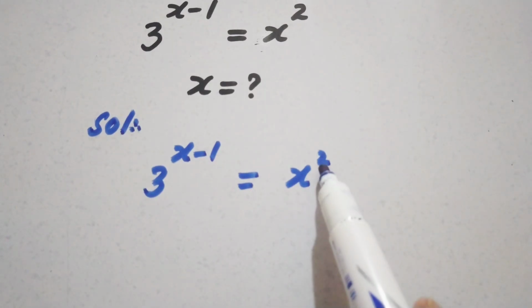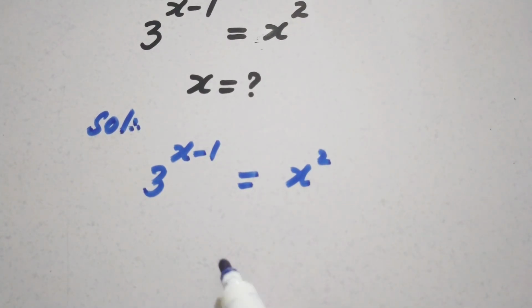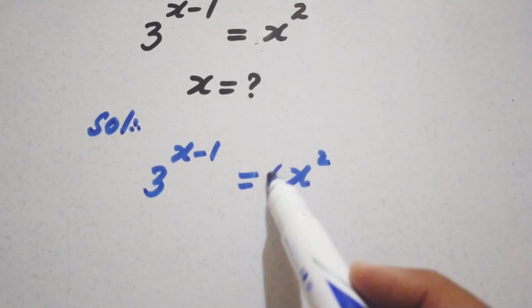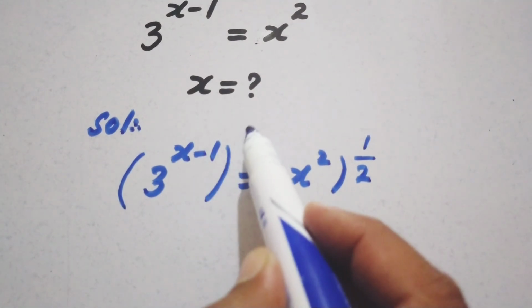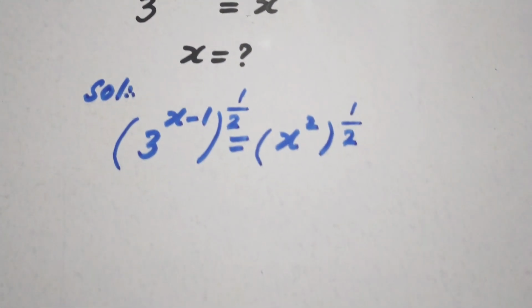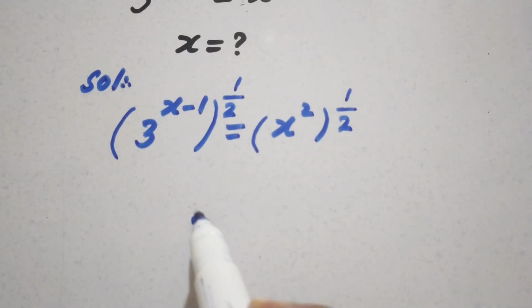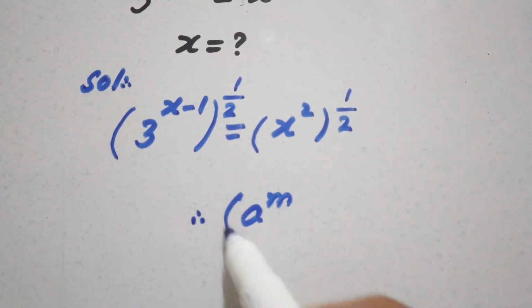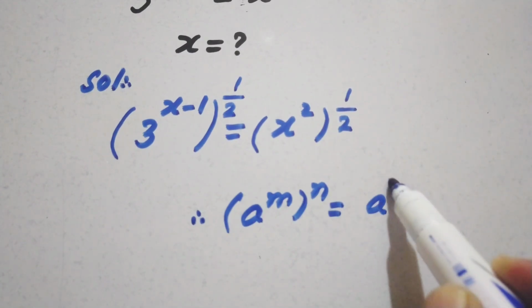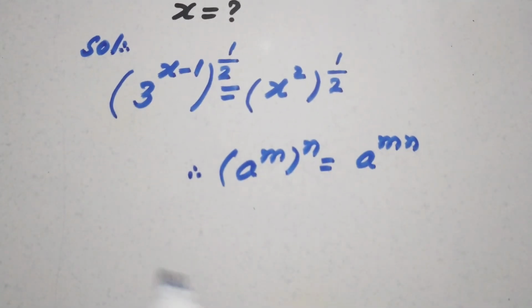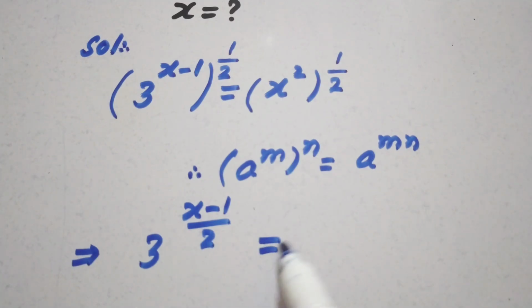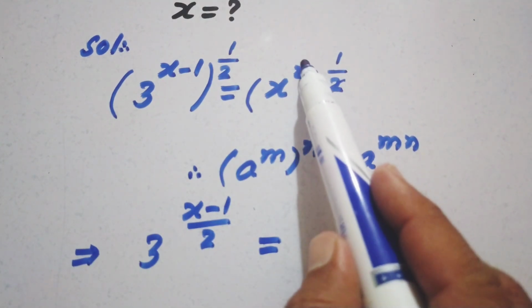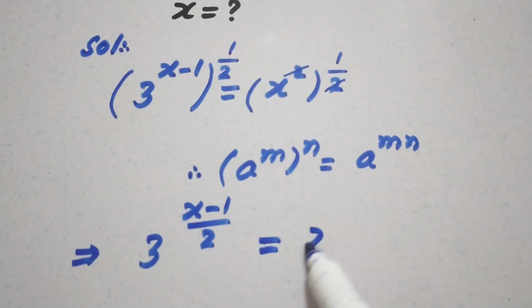First of all, we will remove this square from the right hand side by taking square root on both sides. The value of square root is 1 by 2, so we will write here 1 by 2. By taking an exponent 1 by 2 on both sides, we know that a power m whole power n is equal to a power m multiplied by n. So the left hand side of this equation will become 3 power (x minus 1) divided by 2 is equal to, this 2 and this 2 cancel out each other. We will be left with x power 1, which is x.